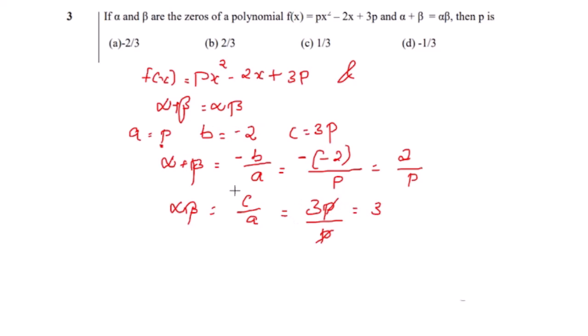So alpha plus beta is equal to alpha beta. What is alpha plus beta? 2 by p is equal to alpha beta, which is 3, right? 2 by p is equal to 3. Now cross multiplication, p will come here and 3 will go down. That means p is equal to 2 by 3.